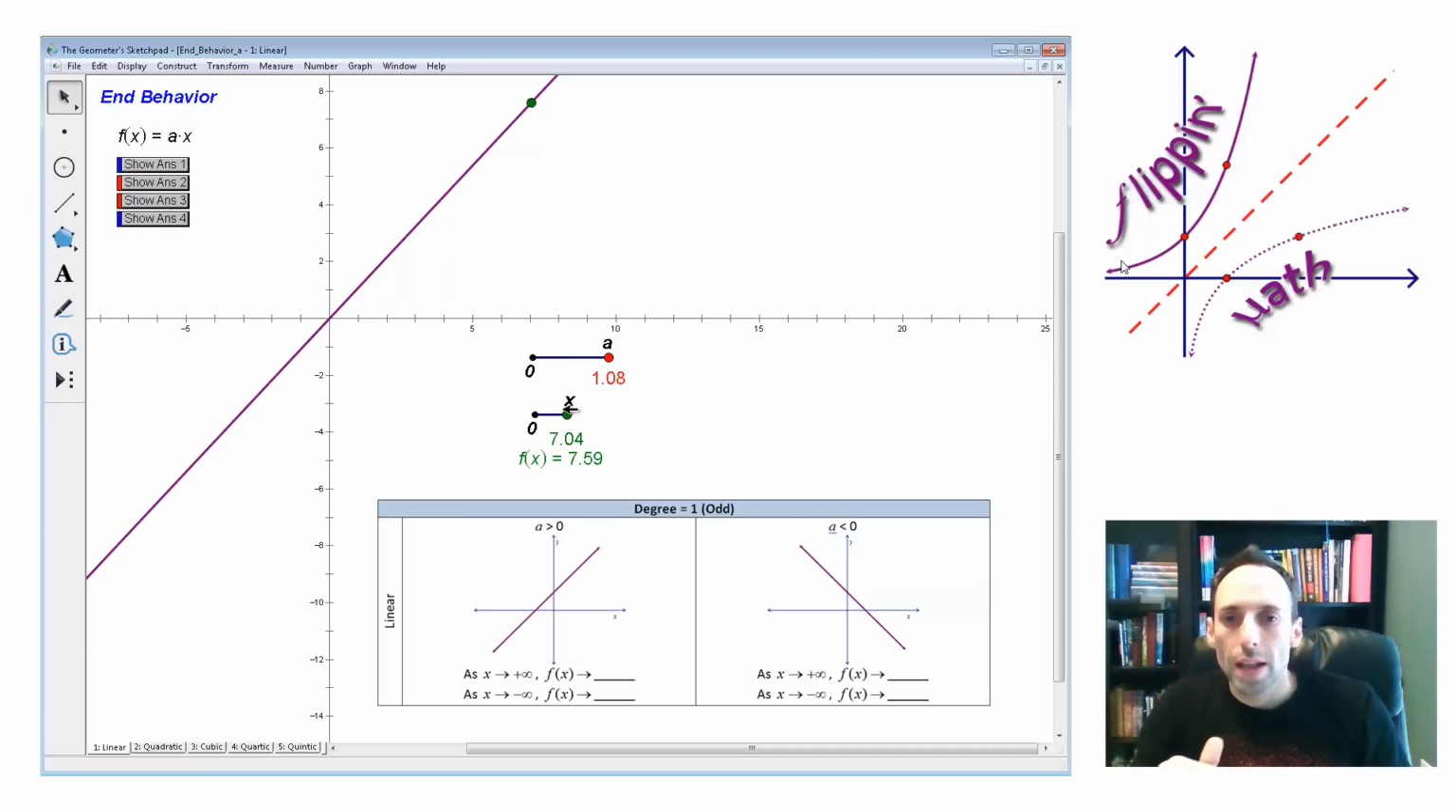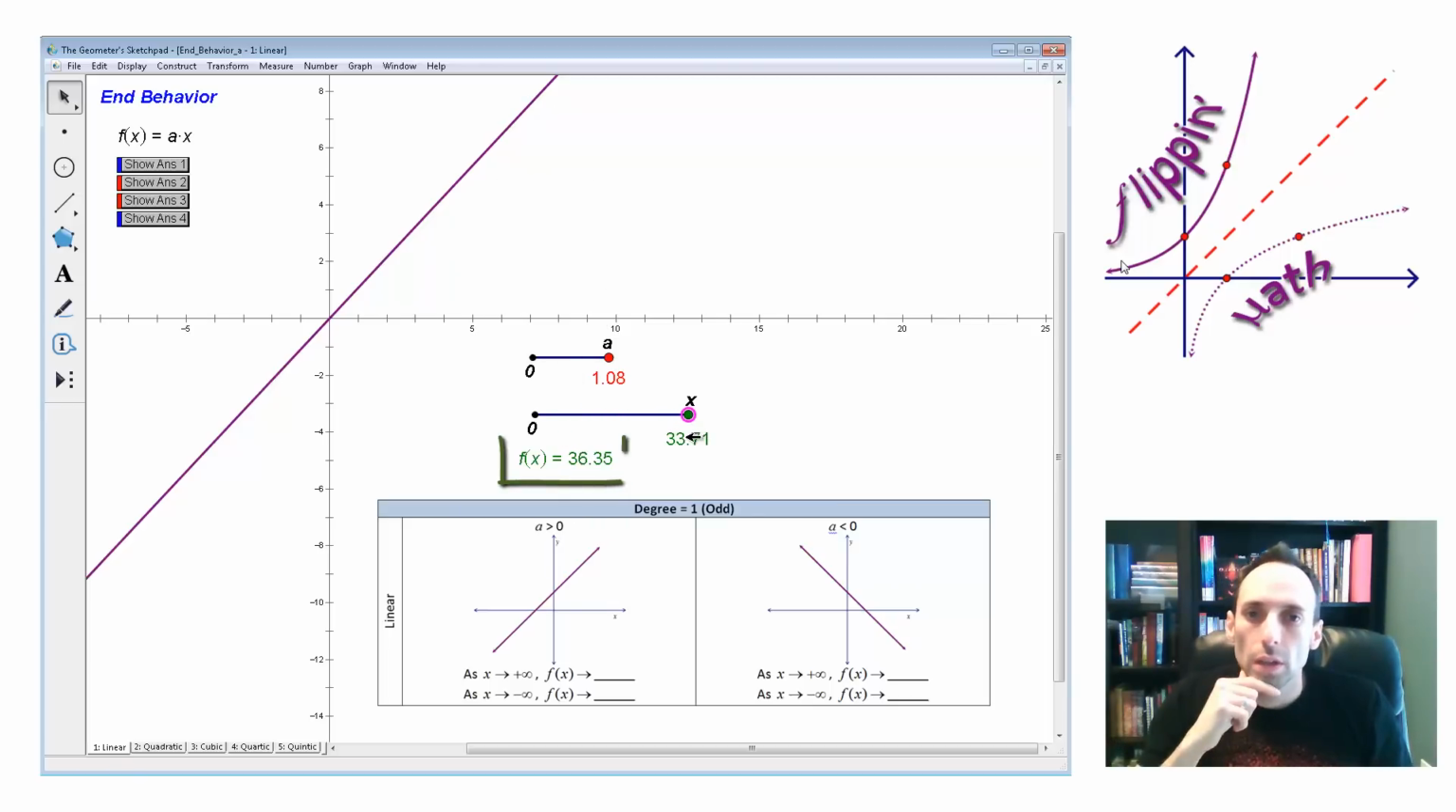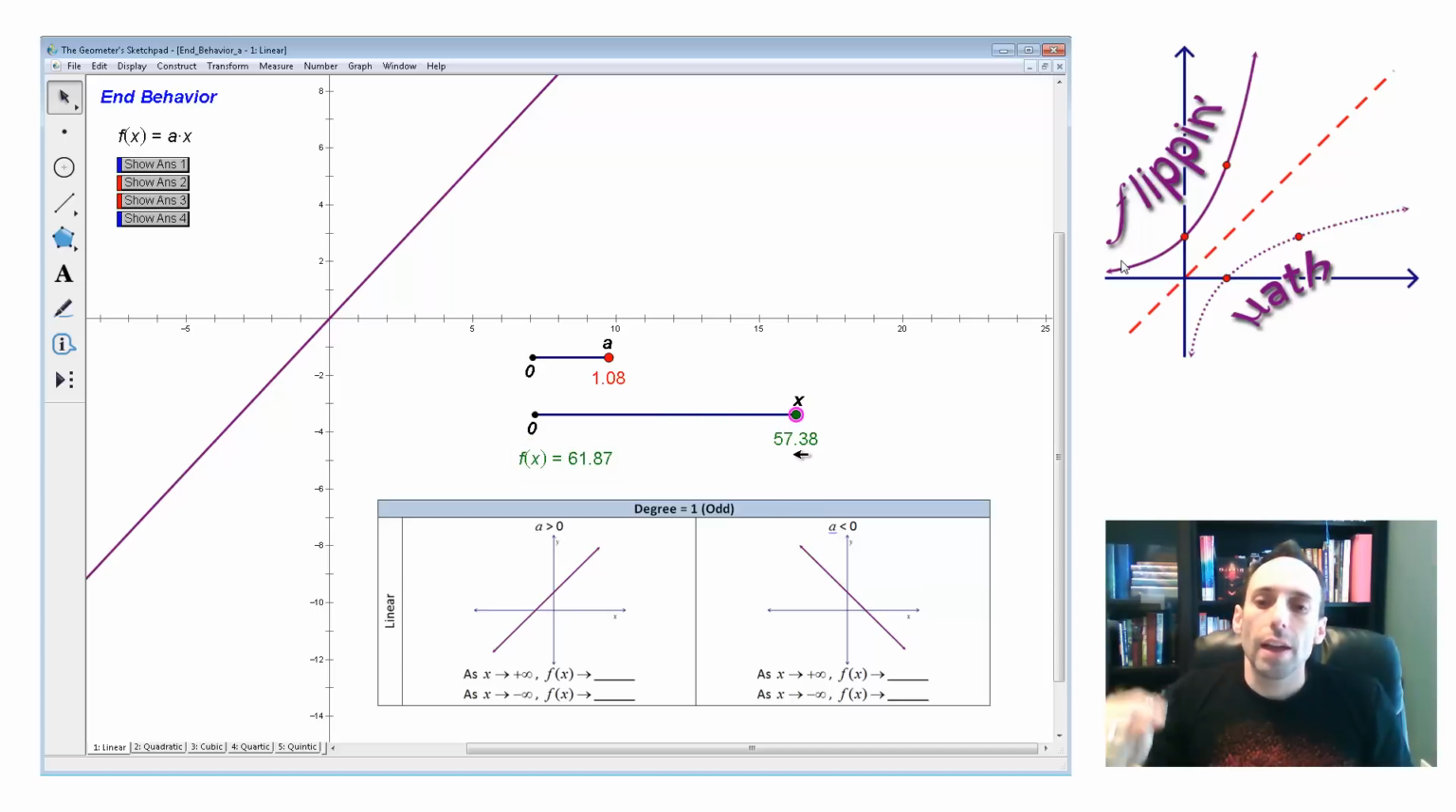When my A value is positive, it's like I've got a positive slope here. As x gets bigger and bigger, look right down below in green, as x gets bigger, f of x is getting bigger. As x is going to positive infinity, f of x is going to positive infinity. So there's the first answer right down here in blue.